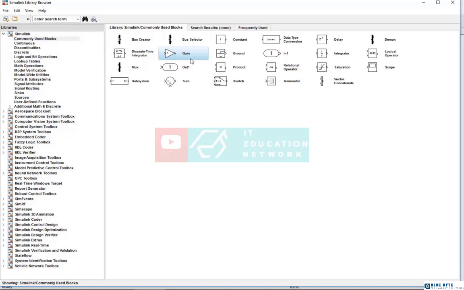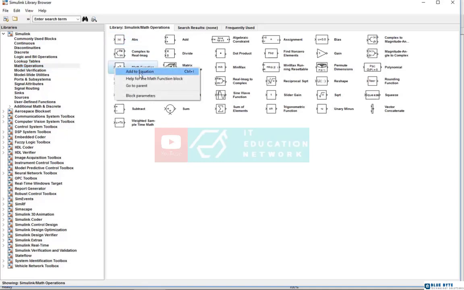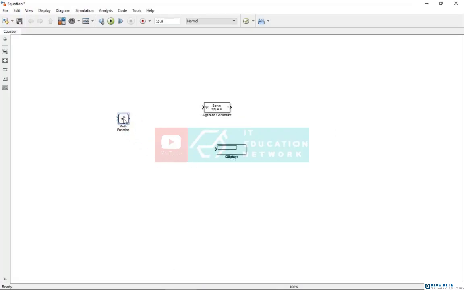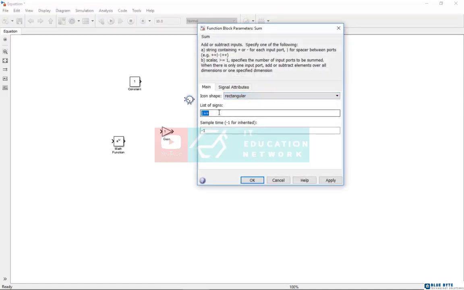Then a gain and a display for the output. Because we have x to the power 2, we use the math function block too. Because the equation is x to the power 2 minus 2x plus 1, we have plus, minus, plus in the sum. The constant amount is 1.